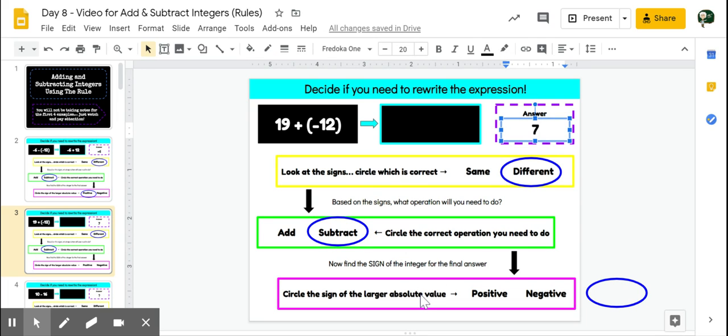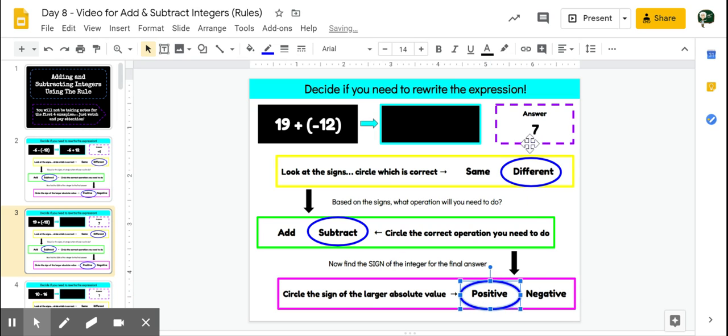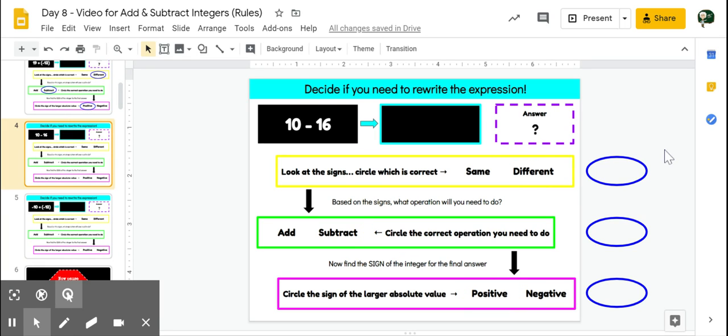So now when we go down to the bottom, circle the sign of the larger absolute value. So 19 has an absolute value of 19, -12 has an absolute value of 12. So 19 is a larger absolute value. 19 is a positive number. So then this is going to become positive. That means my answer stays as +7. So our next example, I have 10 minus 16.